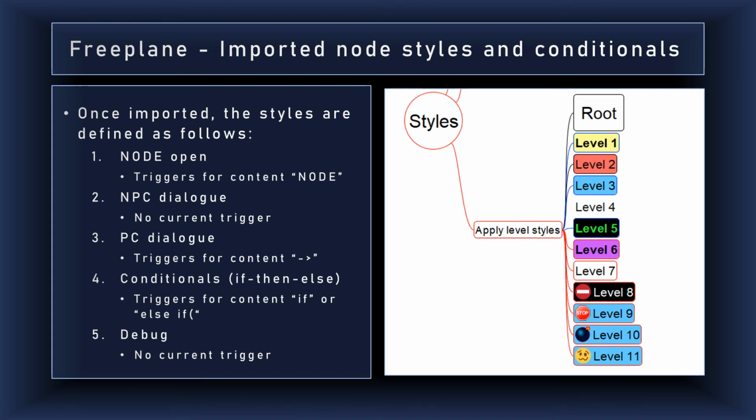PC dialogue looks for the dash arrow that I've got here, so the dash greater than symbol, which is what I use to determine a line going to a target node. So that's how that shows up, and it works pretty well. The if-then-else conditionals currently trigger for if or else if with an open parenthesis. So that way I can have that put together.